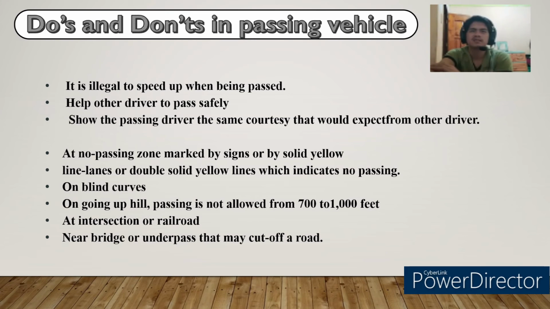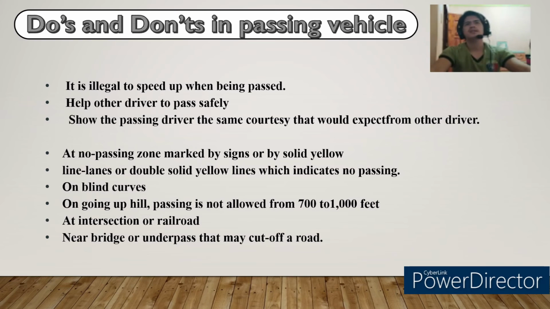Next is, don't pass on blind curves. In blind curves, drivers are also prohibited from passing or overtaking because it is very risky. For those who don't know, a blind curve is a bend in the road where you can't see approaching vehicles. For example, on the diversion road, where there are many turns. On this type of road, we should avoid passing and we must reduce speed for our own safety, and also for the other drivers.